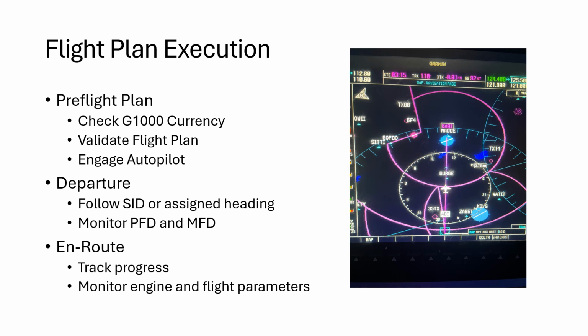Departure, we're going to follow a SID or assigned heading. For us, we're just going to get vectored by tower onto our heading to get out of the airspace. We don't have any kind of instrument departures. And then we're going to monitor the PFD and MFD. We'll have the engine page up to monitor our engine systems, and our PFD to actually, obviously, fly the airplane. En route on this, we're going to track our progress, monitor our flight plan, make sure we know where we're going, and then we're going to check the map and engine pages to make sure everything's running smoothly throughout the flight.